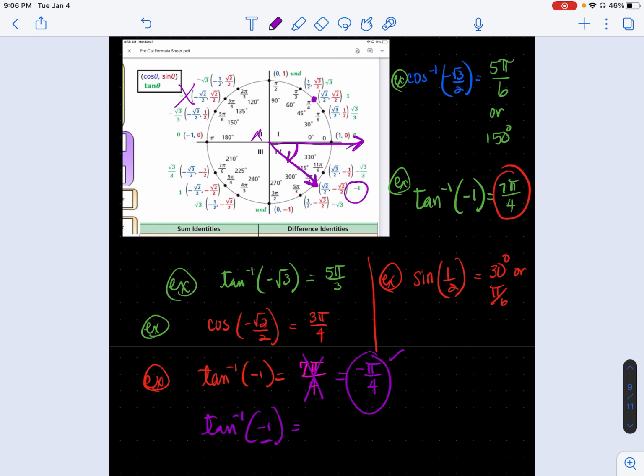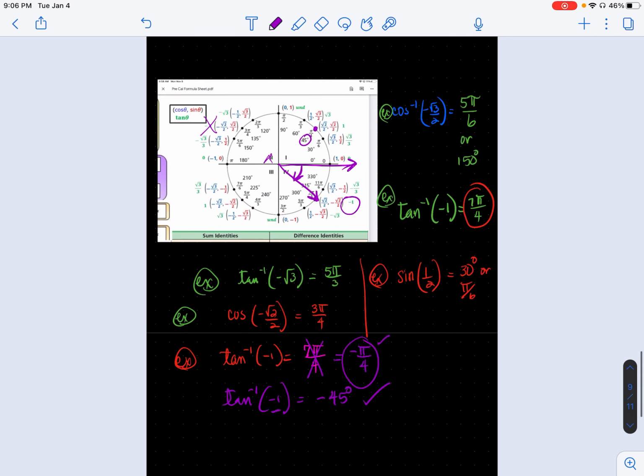What is this angle representative of? This is the center one. So the center represents a 45-degree angle here. If I were doing a negative of the same thing, it would just be a negative 45-degree angle here. So both of these are correct answers. It just depends on if they're asking in radians or degrees.